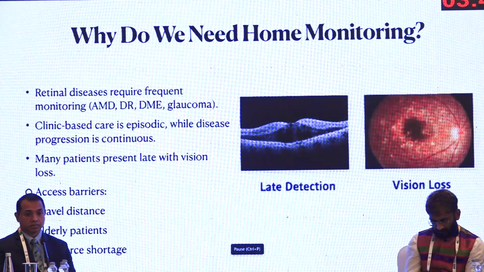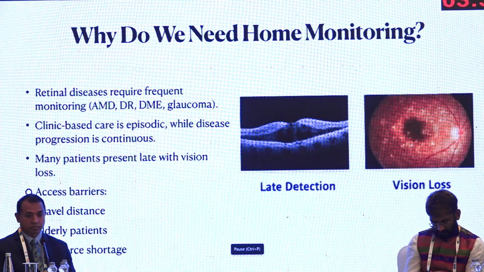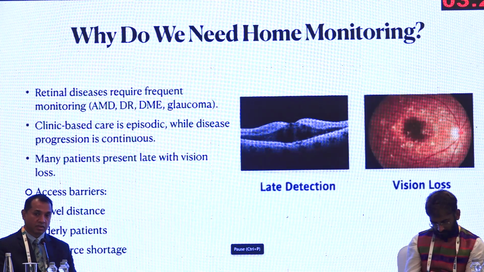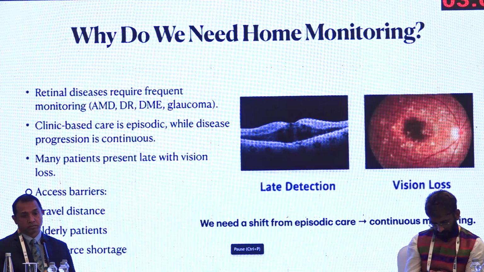So why do we need home monitoring? Many retinal diseases, even other ocular diseases like glaucoma, need frequent monitoring. Clinic-based care is episodic care, while the progression of these diseases is continuous and we need to see them on a regular basis. Many patients present late with vision loss because of access barriers and travel distance. They are elderly patients, they cannot travel again and again, and definitely there is a workforce shortage. That's the reason we need home monitoring, and we need to make a shift from episodic care to more continuous monitoring.